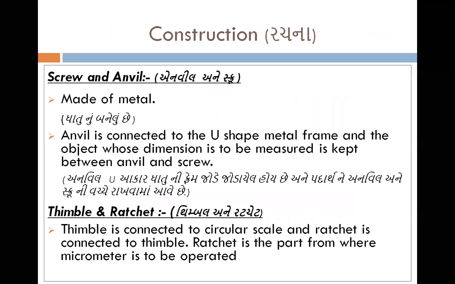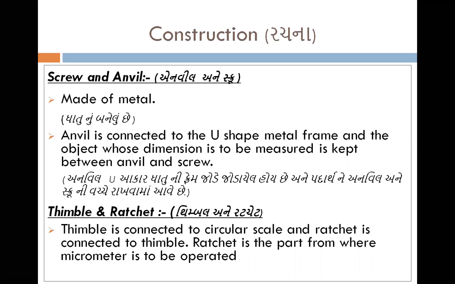ખસી શકે છે. Screw and anvil, it is connected to the U-shaped metal frame and it is used for placing the object. Jaws ના જેવું કામ કરે છે. They are working as a jaws. If I talk about vernier or if I compare it with vernier. Thimble and ratchet, they are the part from where I can say a ratchet is the part from where I will operate the micrometer.